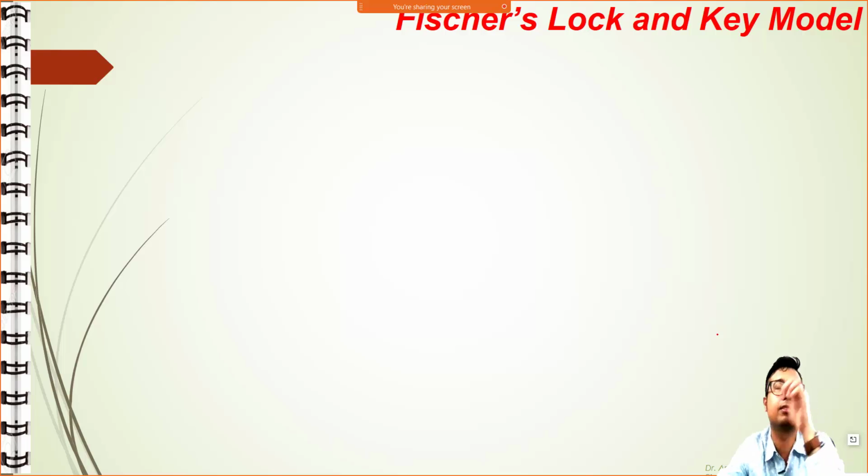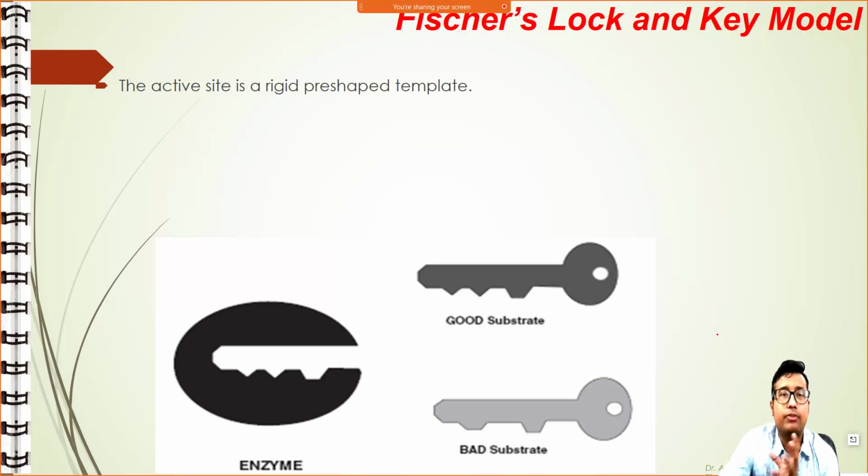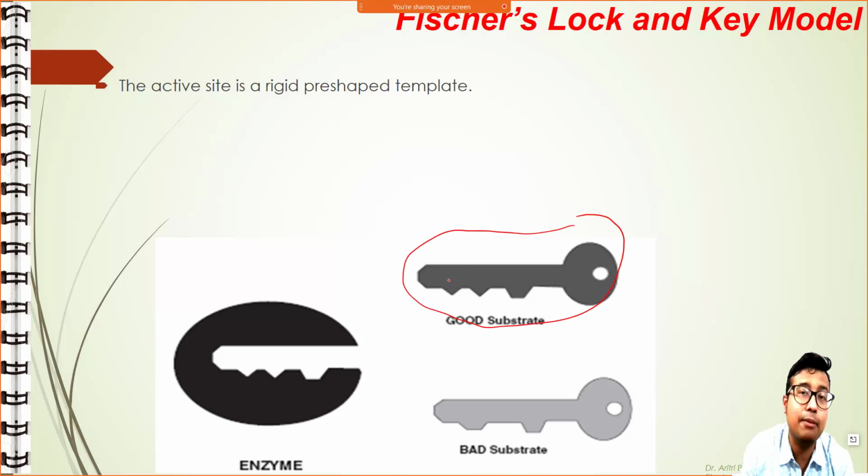Emil Fisher, the famous Nobel laureate and chemist, proposed that the active site of the enzyme is very rigid and it actually looks like the substrate. It's a pre-shaped template. For example, if my enzyme looks like this, the substrate has to look like this. So the enzyme already knows that this substrate will come and bind over here. If the substrate is not the exact shape as the enzyme, the reaction will not happen.